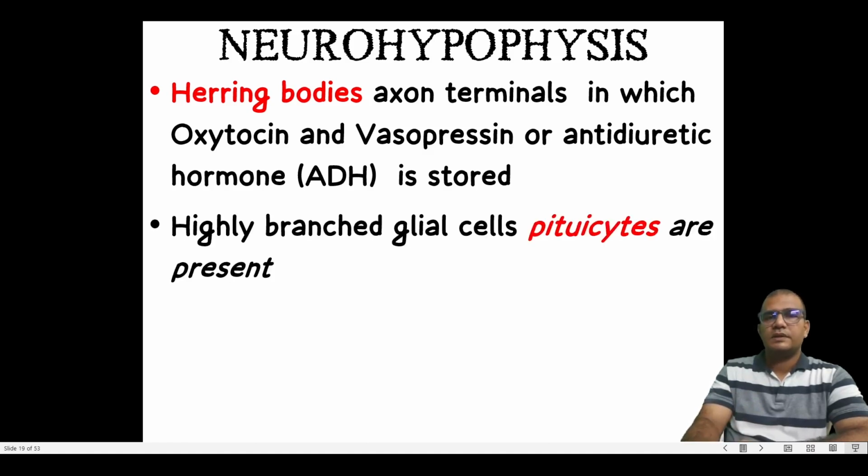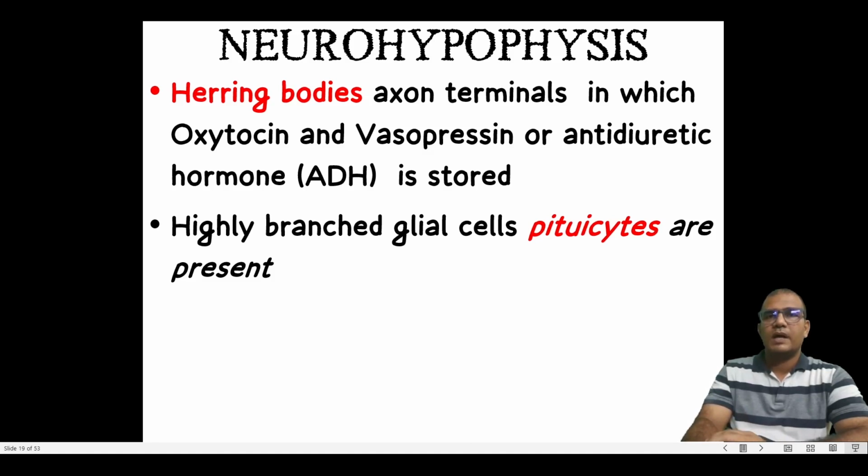Highly branched glial cells are called pituicytes. Pituicytes are present in the neurohypophysis. This could be your viva question. Pituicytes. What are pituicytes?